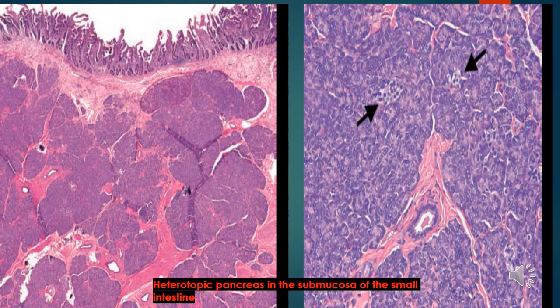I saw this case when I was in residency at Dhaka National Hospital. A very interesting case of heterotopic pancreas. As you can see, there's a bulk of pancreatic parenchymal tissue found in the submucosa of the small bowel or small intestine. It's composed of a varied mixture of benign pancreatic acini, the rounded structures as you can see in this image, and the ductules there.